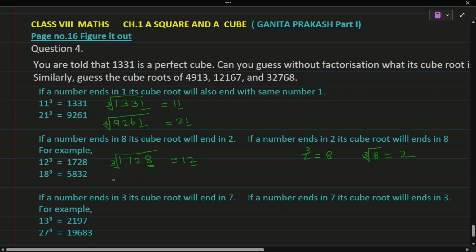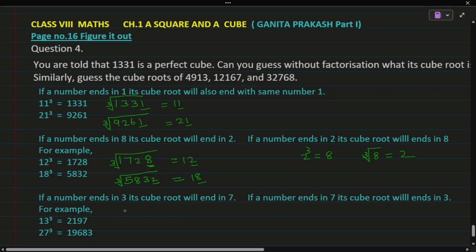There is one example given here, 5832. Here the number is ending with 2, so its cube root will end with 8. So 2 and 8 are interconnected. Here the number is ending with 2, so its cube root is ending with 8. Before, it was ending with 8, then its cube root ended with 2. Now it is ending with 2, its cube root ends with 8.